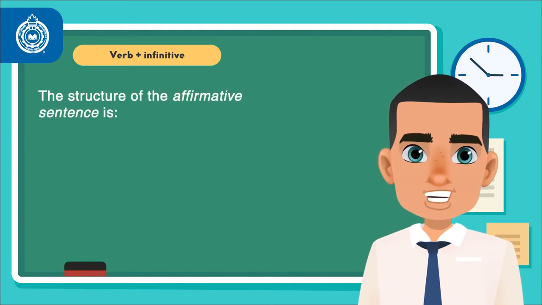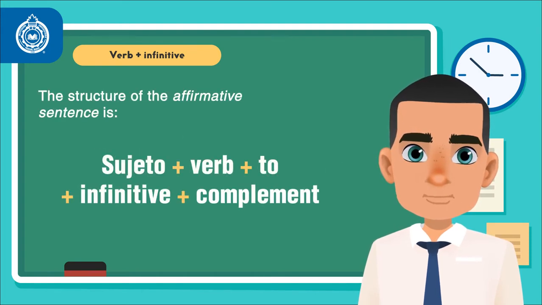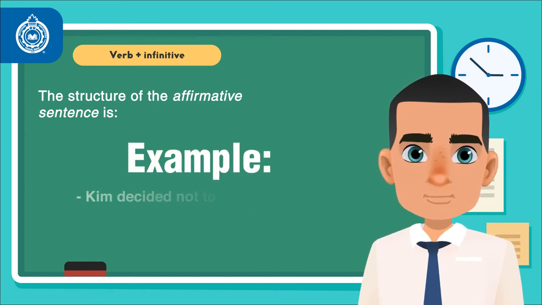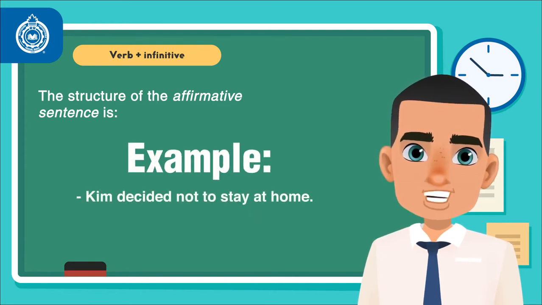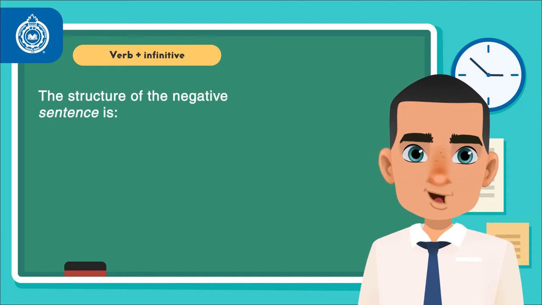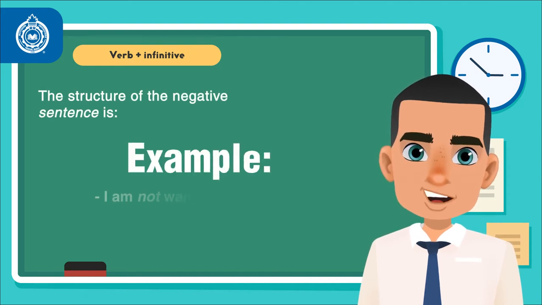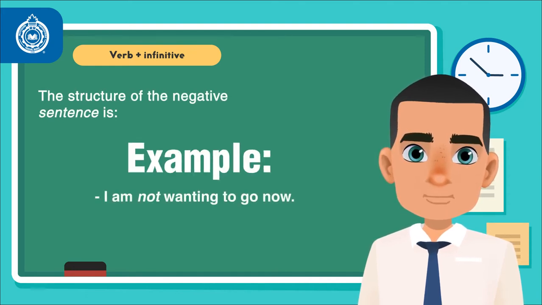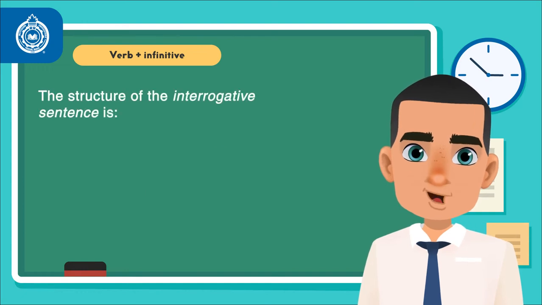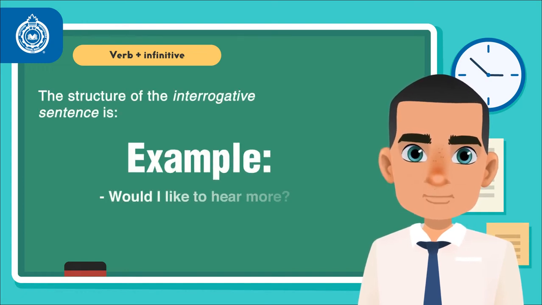For an affirmative sentence, we have a subject plus verb plus to plus infinitive and a complement if it applies. Kim decided not to stay at home. If it were a negative sentence, I am not wanting to go now. Or if it were an interrogative sentence, would I like to hear more?